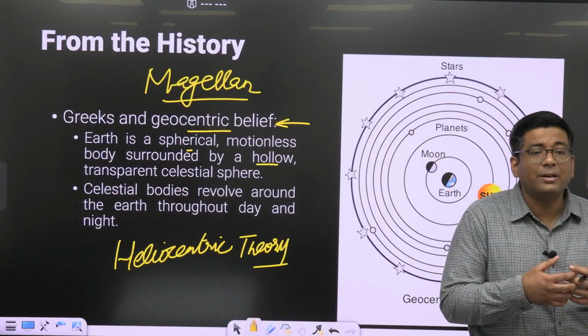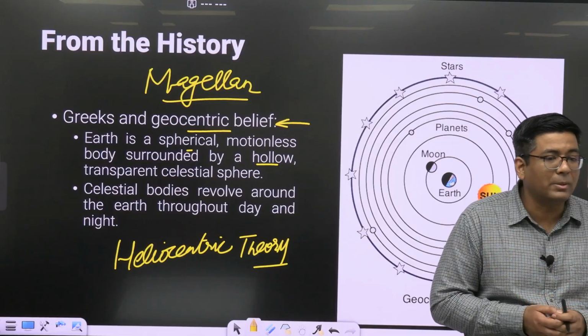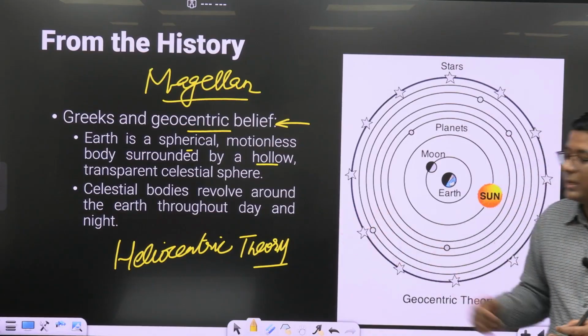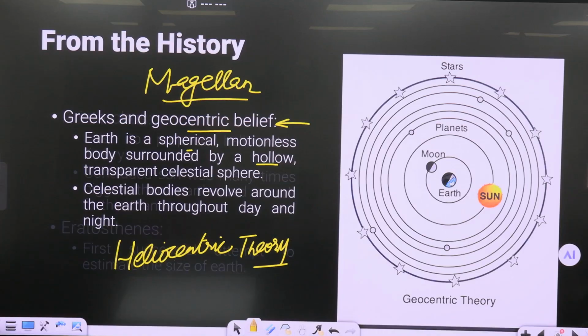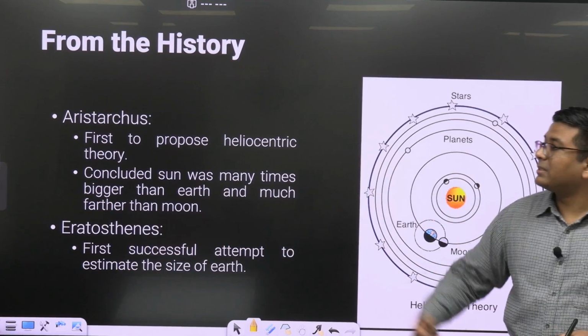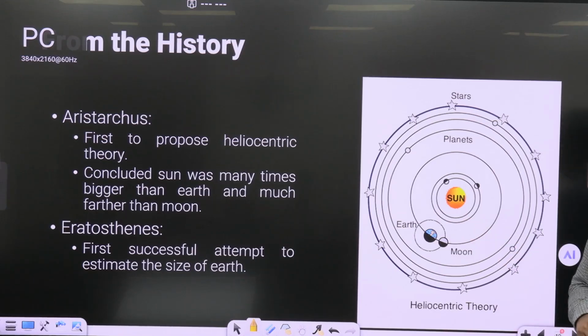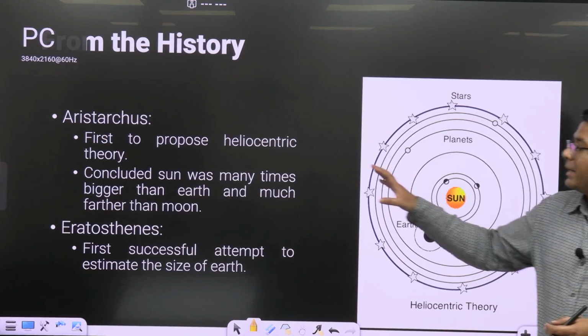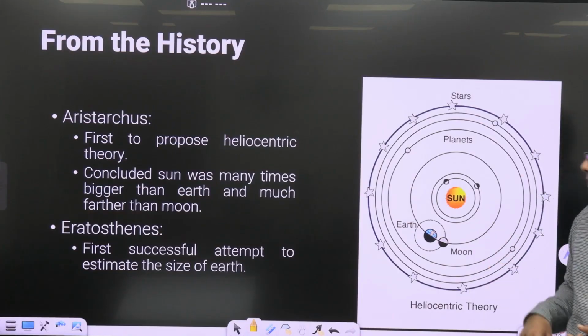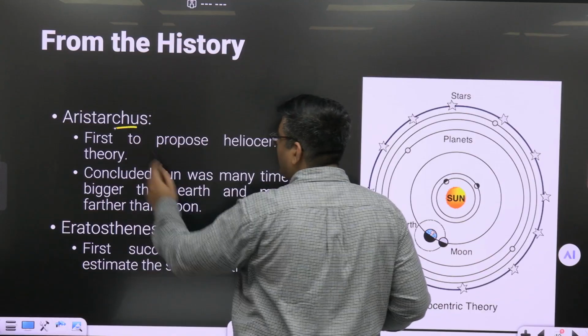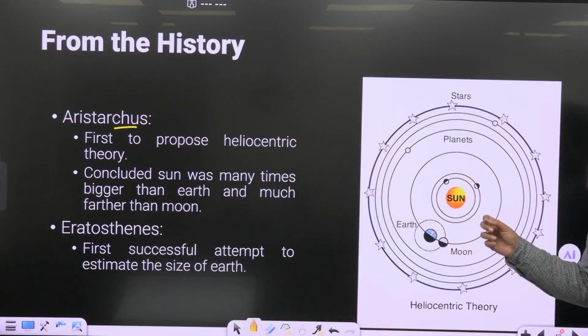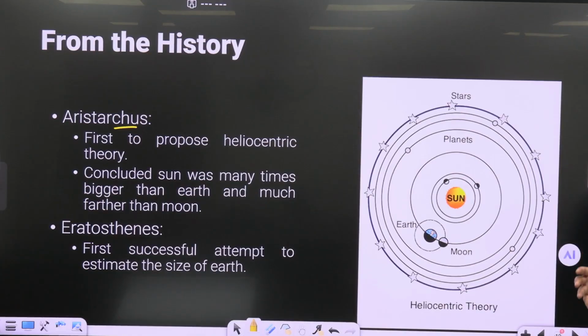Gradually, a greater number of people started questioning this belief, and then came the heliocentric theory. So this is basically Aristarchus. Aristarchus was the first Greek scholar to propose a heliocentric theory. This was the first time the heliocentric theory was proposed in Greece. He said that the sun was several times bigger than the earth, more massive and stronger than the earth.